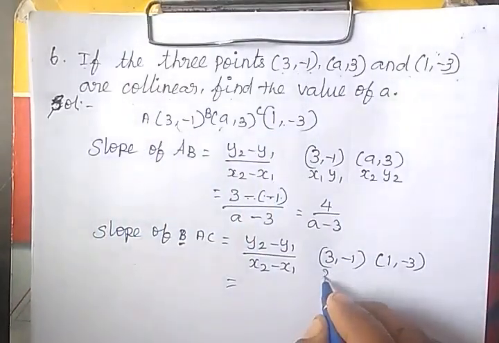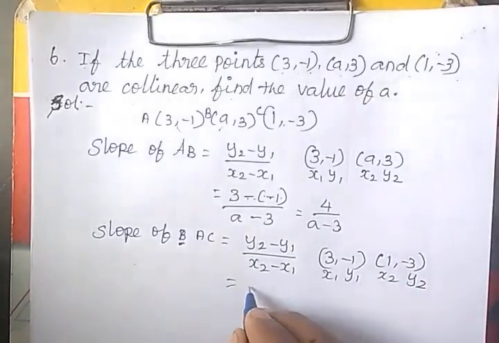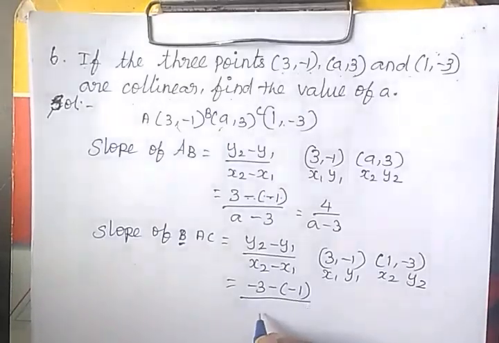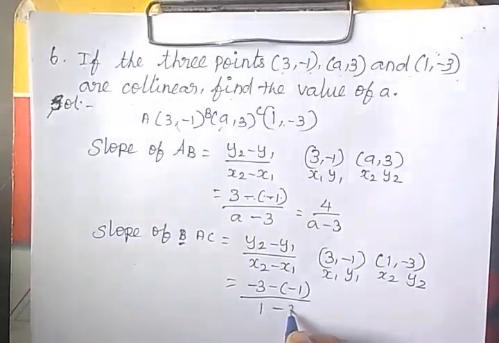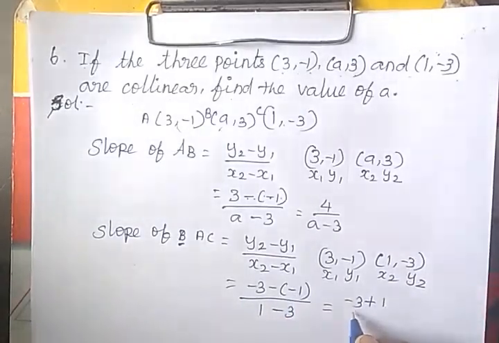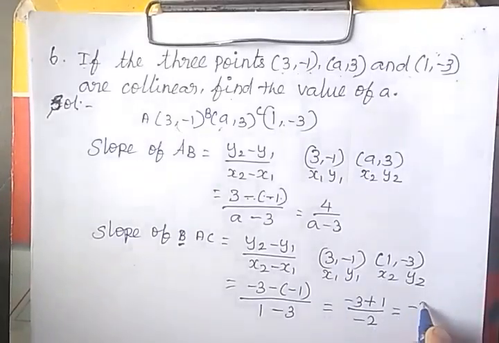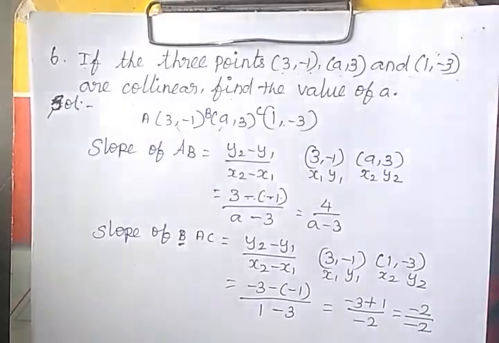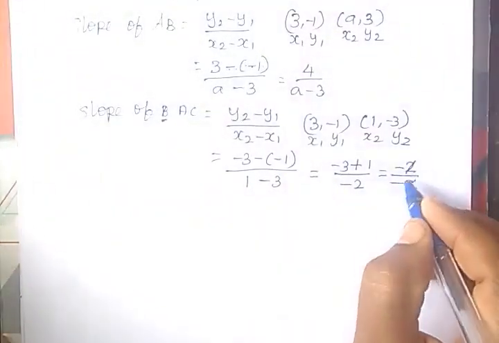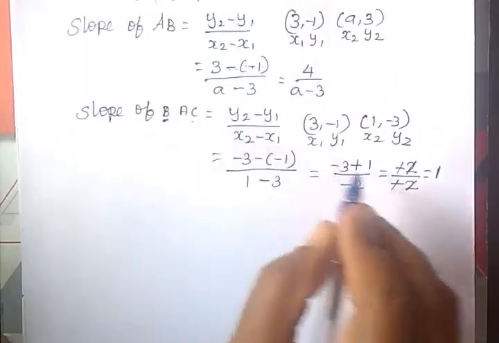Here y2 is -3, y1 is minus of minus 1, x2 is 1, x1 is 3. So -3 minus of minus 1 is plus 1, by 1 minus 3 which is -2. So that is -2 by -2. Cancel the numbers, minus minus cancel. So that is equal to 1. So the slope of AC is equal to 1.